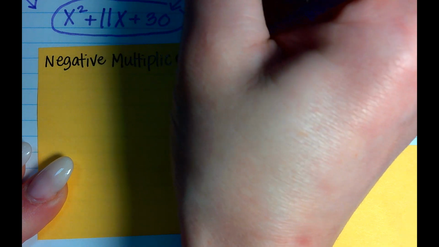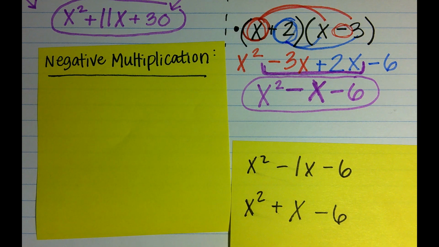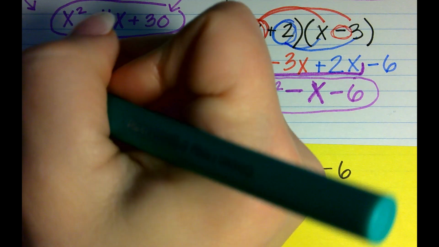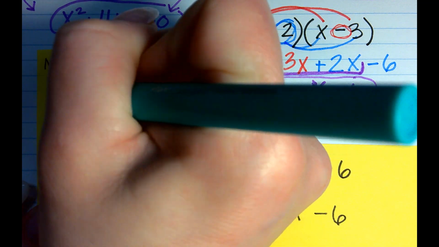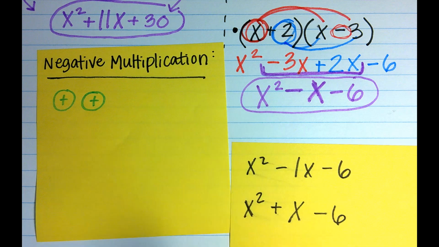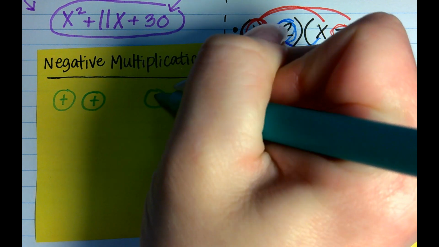Multiplication rules. If I take a positive number times a positive number, I get what kind of answer? A positive answer.